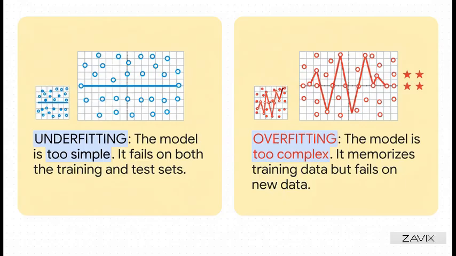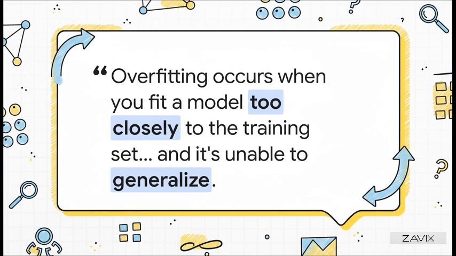But on the other side, you have the much more common problem of overfitting. Overfitting is exactly what it sounds like. It's what happens when the model doesn't just learn the general patterns, it starts to memorize the training data, including all the random noise and weird little details. It becomes so perfectly tuned to the practice questions that it can't answer anything else.